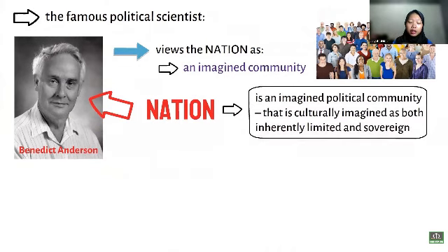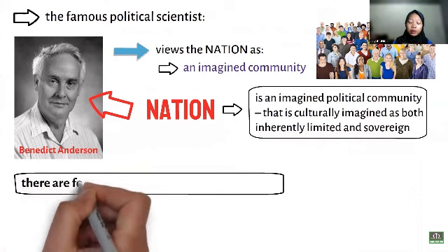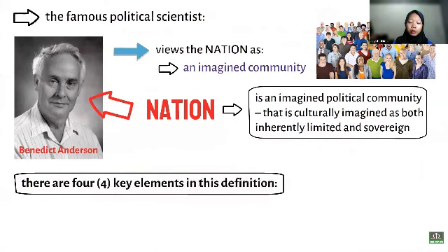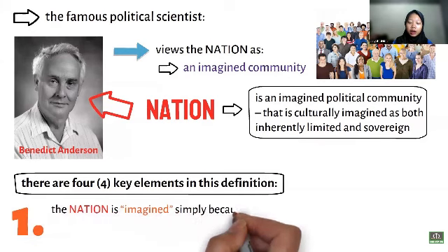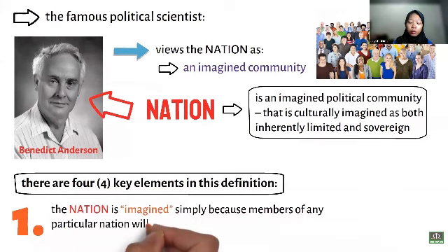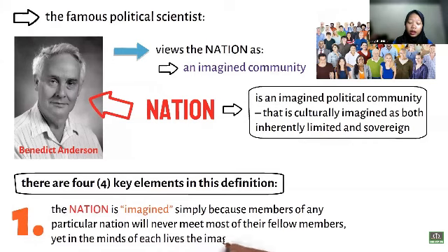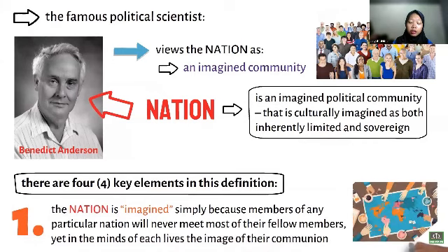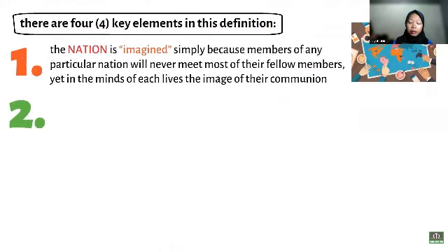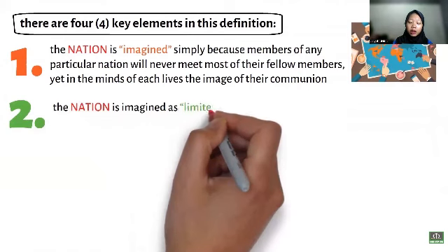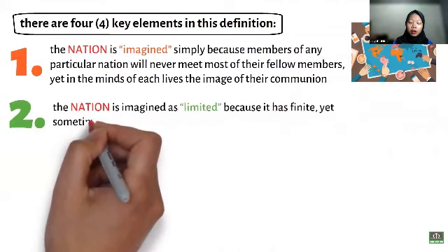As we can see, there are four key elements in this definition. First, the nation is imagined simply because members of any particular nation will never meet most of their fellow members, yet in the minds of each lives the image of their communion. Second, the nation is imagined as limited because it has finite, yet sometimes elastic, boundaries, beyond which other nations lie.